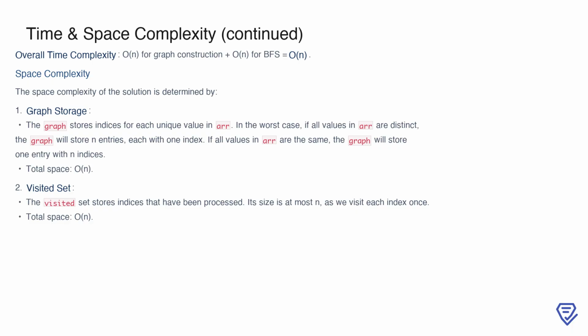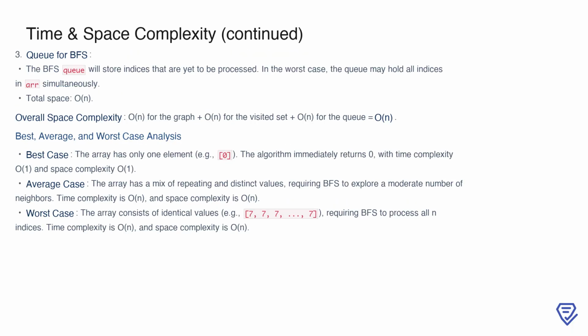Then, we have the visited set, which tracks the indices we've already processed. Since we visit each index only once, the size of this set is at most n, contributing another n to the space complexity. Next, we consider the space required for the BFS queue. This queue holds indices that are waiting to be processed. In the worst case, the queue could grow to include all indices in the array simultaneously, which would require n space. When we combine these components, the graph, the visited set, and the BFS queue, the overall space complexity of the solution is n.